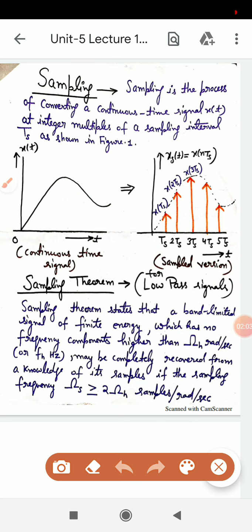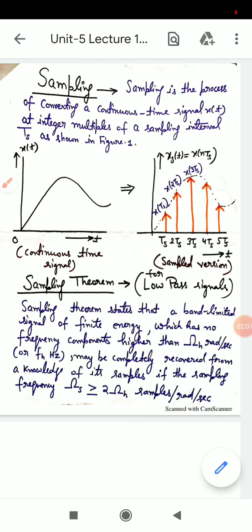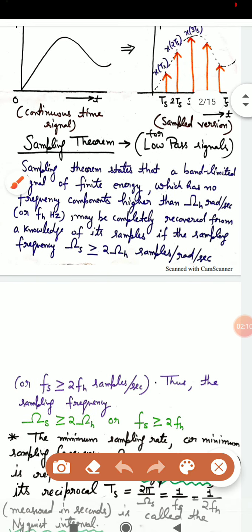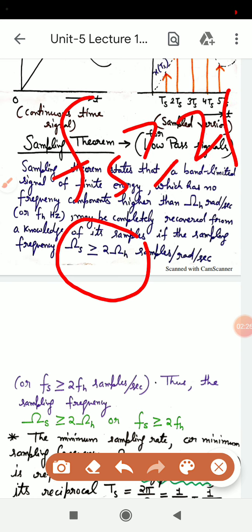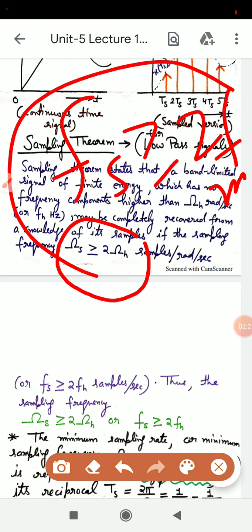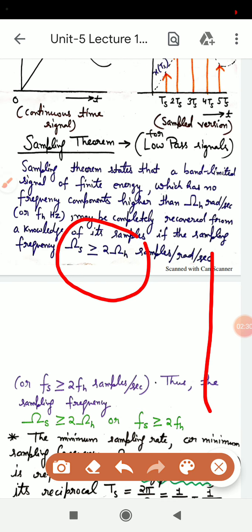And how to process? This is the sampling theorem. If omega s is greater than or equal to twice omega h, it means the sampling frequency should be greater than or equal to twice the highest frequency, the maximum frequency. Or we can write fs should be greater than or equal to twice fm. And what is this criterion? We will see.